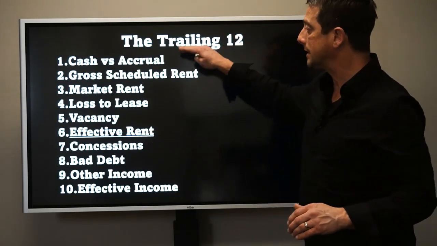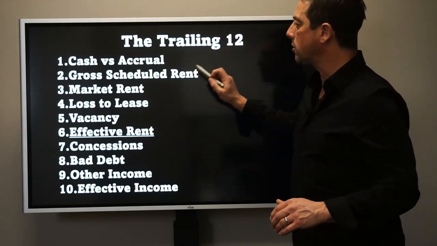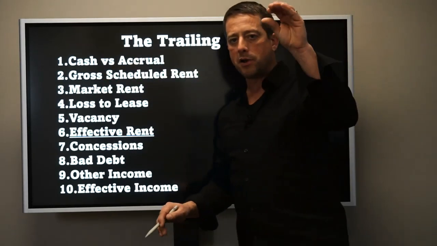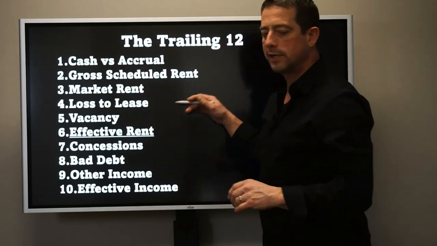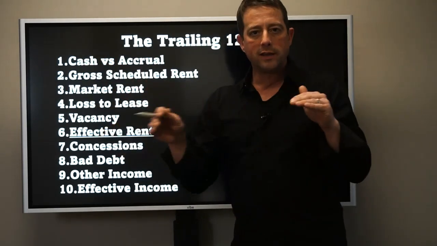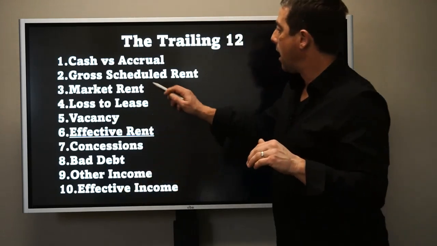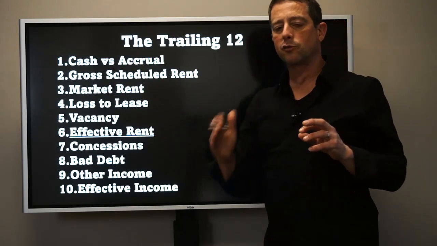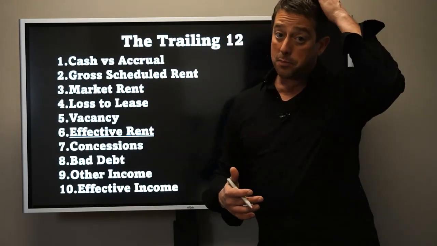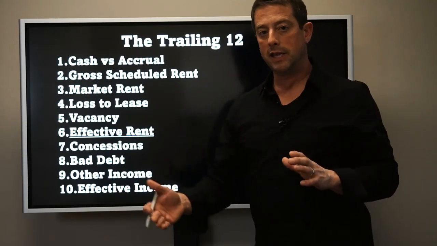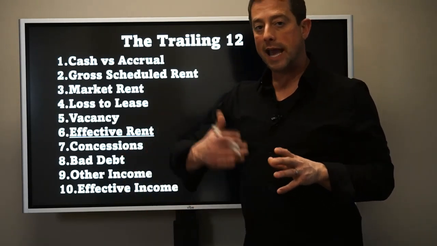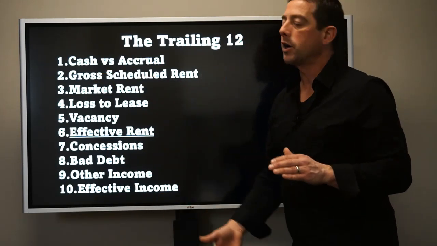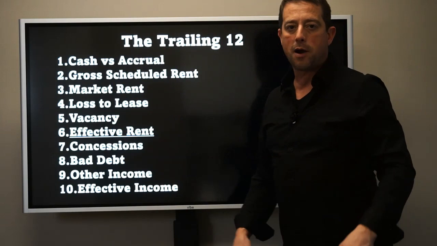An accrual set of books is going to start off with gross scheduled rent. That's going to be your top number. In cash, that top number on the T12 is probably going to be rent, income, revenue, something like that. In accrual, it's going to be gross scheduled rent. Gross scheduled rent means our property is occupied 100% of the year at full occupancy, at full market rent. The full top amount that this property could make.